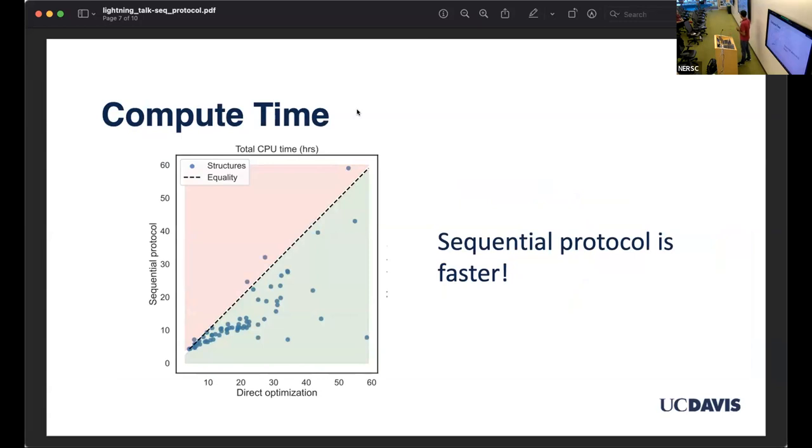On the y-axis here, in the parity plot, we have the combined compute time for all the stages, and on the x-axis, we have the direct optimization compute time. All the dots here represent different HEA configurations, where we move the adsorbates on the surface using two different protocols. We found that with the sequential protocol, the calculations converge 68% faster than direct optimization, and all the dots in green represent calculations converging faster with the sequential protocol compared to direct optimization.